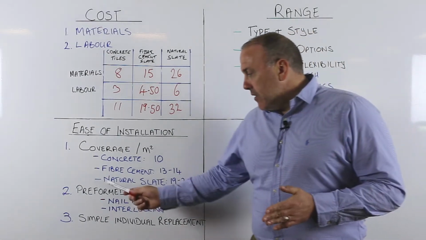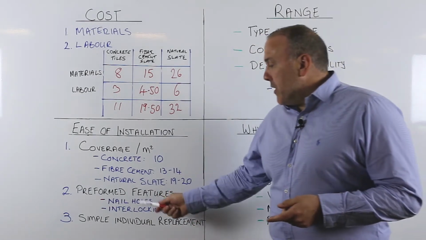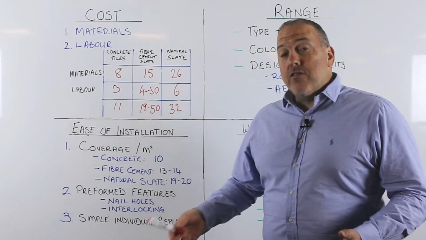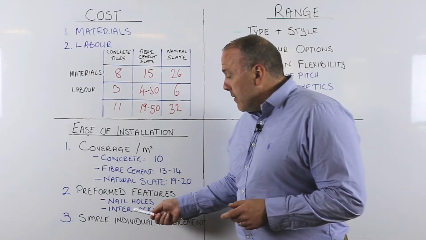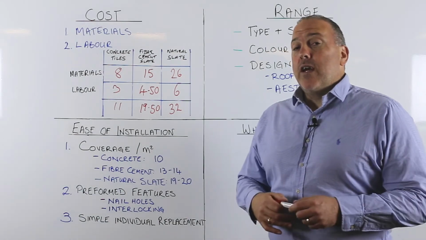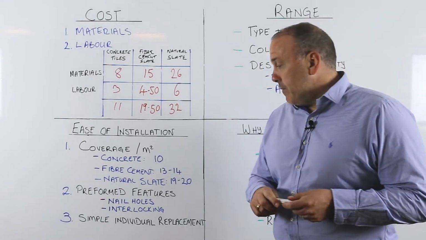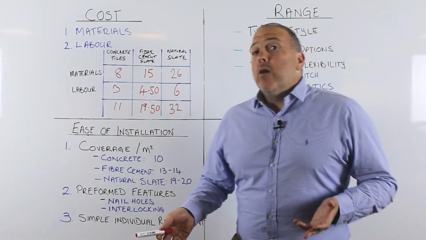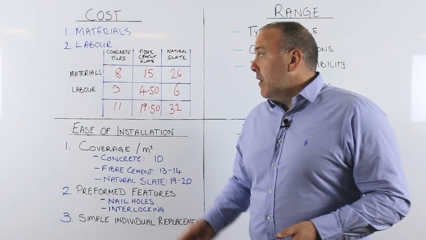The second advantage is preformed features. In a concrete roofing tile, there's predetermined nail holes. This means no requirement for drilling on site, which obviously reduces labour. A second is the interlocks. Quinn concrete roofing tiles are interlocking roofing tiles. The interlock ensures correct position of the tile. And lastly, simple individual replacement. Where a tile is broken, concrete tiles are much easier replaced than these other alternatives.